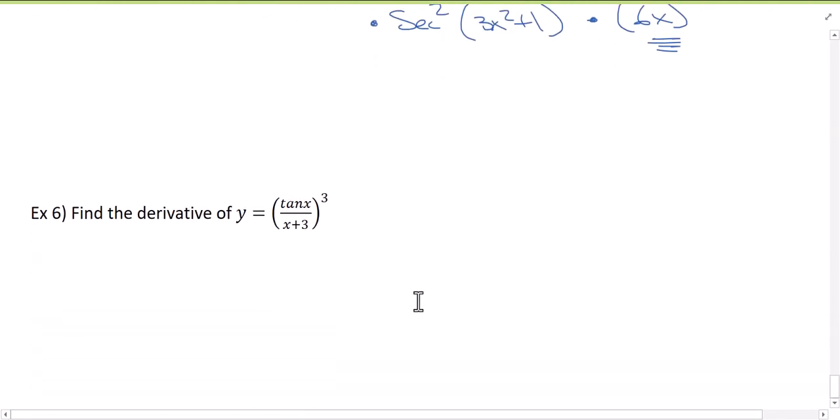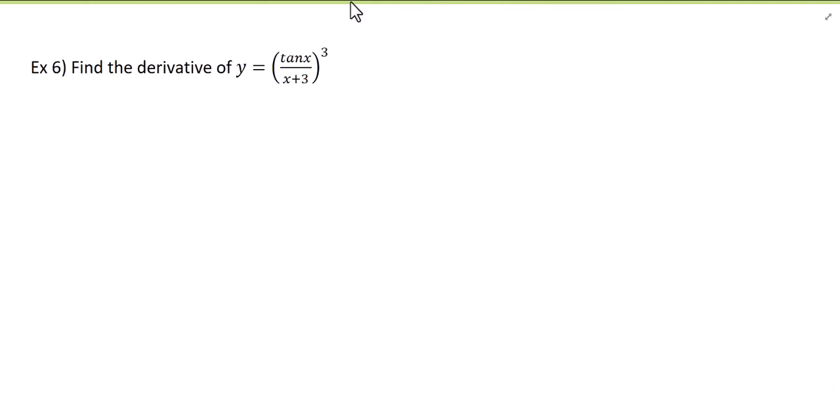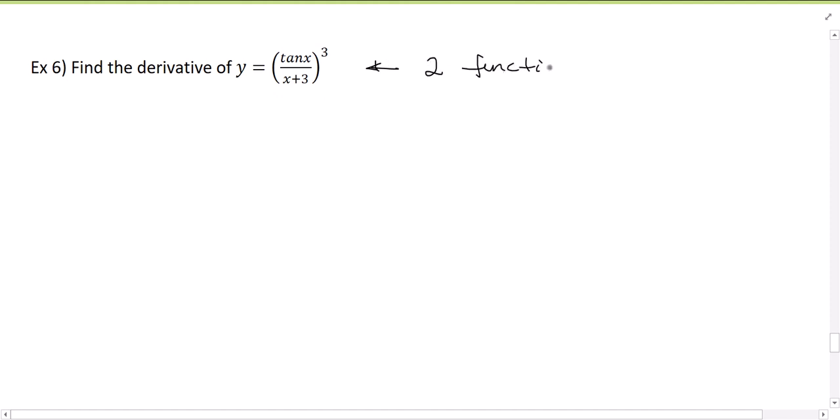All right, so let's try this one. Find the derivative of y equals the quantity tangent x over x plus 3, to the 3rd power. So this one's not as bad as the previous problem. How many functions are being composed here? And hopefully you're only seeing 2 functions being composed. So we have the outside function, the cube, and then the inside function.